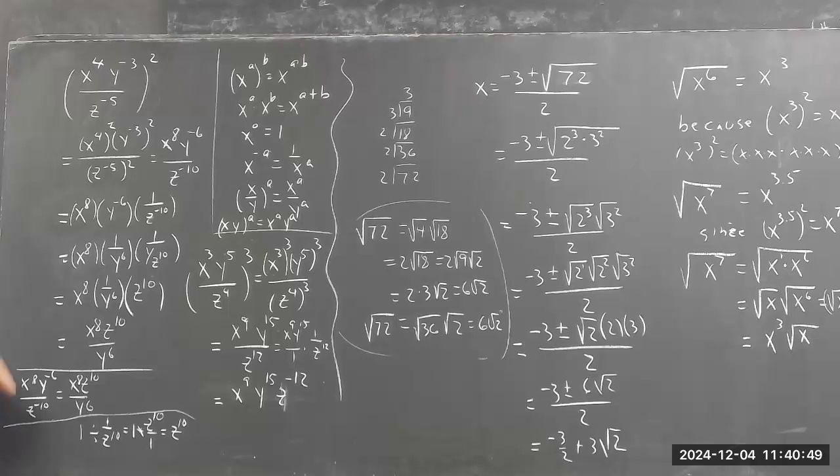But we see that the y to the negative 6th here ends up as a y to the 6th here. It just moves the y to the negative 6th to the denominator and changes the sign. And z to the negative 10th in the denominator moves to the numerator and the sign is changed. And here is the explanation of why.